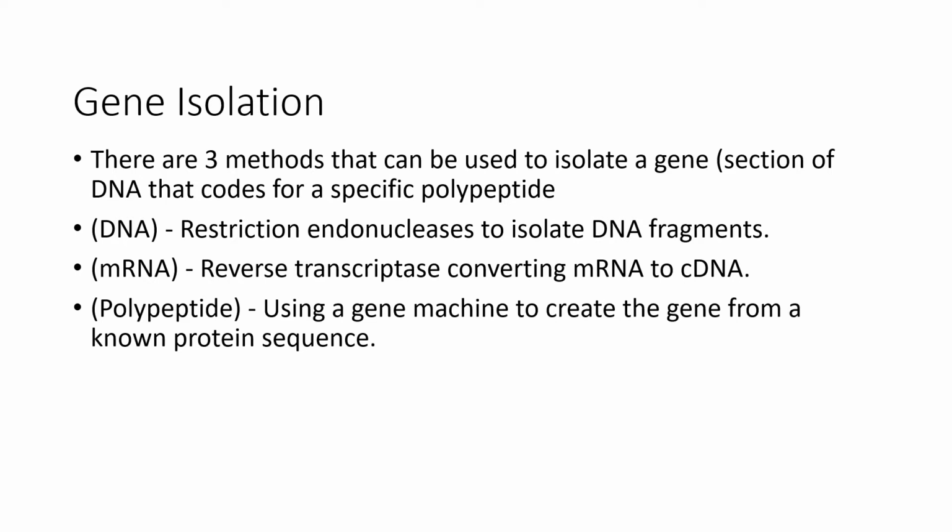To start with, we're going to look at gene isolation. So how do we actually isolate the gene we want? There are 3 ways we can isolate the gene. We can isolate the gene working with the DNA directly. We can isolate the gene from messenger RNA and use that. Or we can isolate the gene using a protein sequence in a gene machine. We're going to look at each of those different mechanisms in more detail. Remember, the sole purpose is to end up with the genetic code that represents a particular polypeptide, a particular gene.